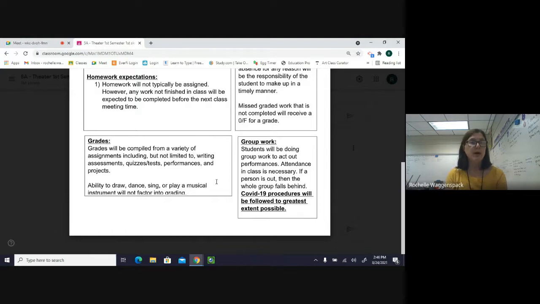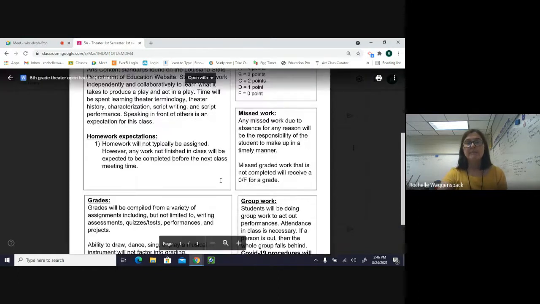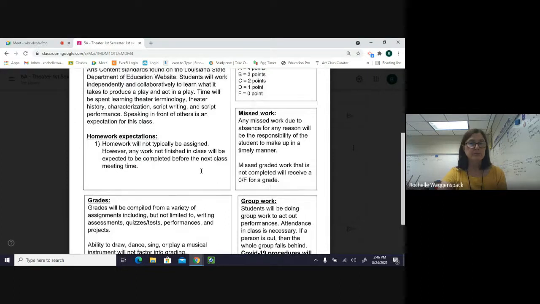We do some props creation, some very simple costume creations, a lot of different projects, not so much tests and quizzes. I do give a vocabulary quiz, which will be coming up at the end of August, in the next couple of days. That's pretty much the only quiz they need to study for. Their ability to sing, dance, or play a musical instrument does not factor into their grade for this class. If they miss any work, then it's their responsibility to make it up.